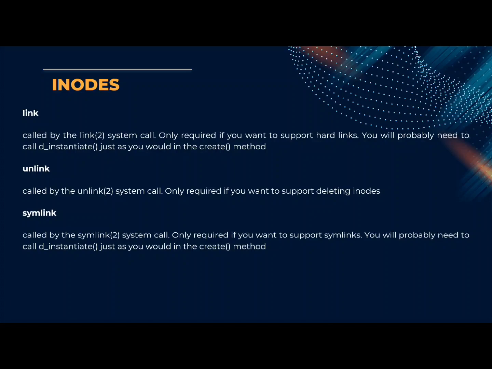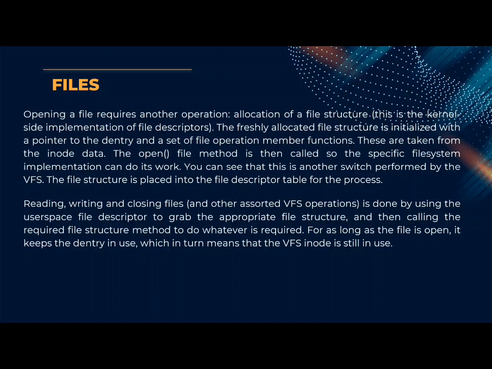Next is unlink, only required if you want to support deleting inodes. And the last one being symlink, only required if you want to support symlinks. And finally, the file object. Opening a file requires another operation, which is allocation of a file structure.